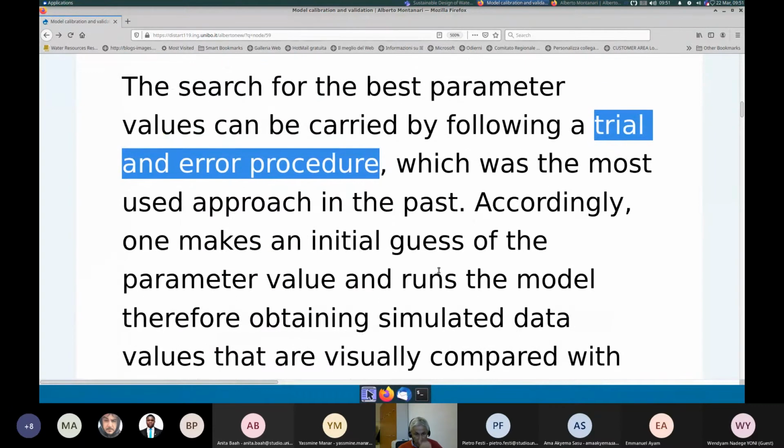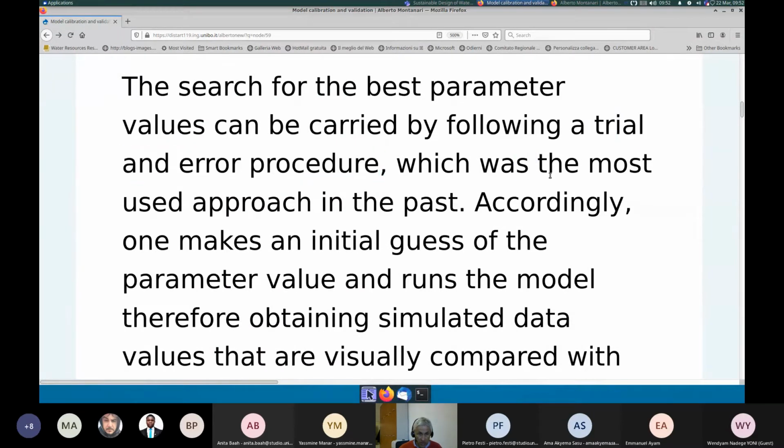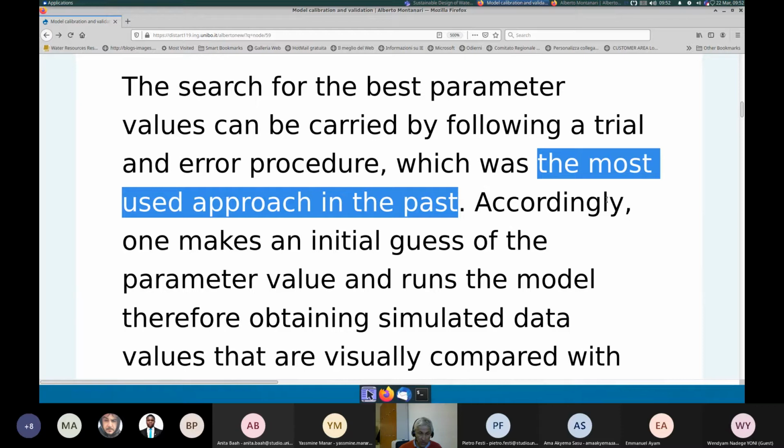And again, this was the most used approach in the past. Why? Because in the past we didn't have many computational facilities, and therefore this is the simpler way. You don't have to make complex computation. You just run the model several times.